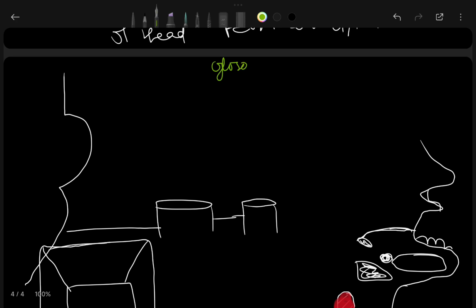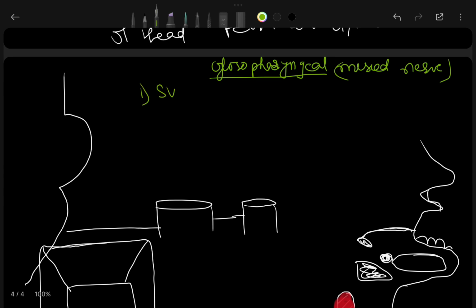Glossopharyngeal nerve. Glossopharyngeal nerve is a type of mixed nerve because it has both sensory and motor fibers, and it has a total of 5 components. These are special visceral afferent.